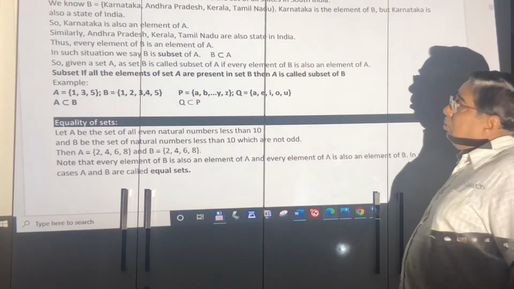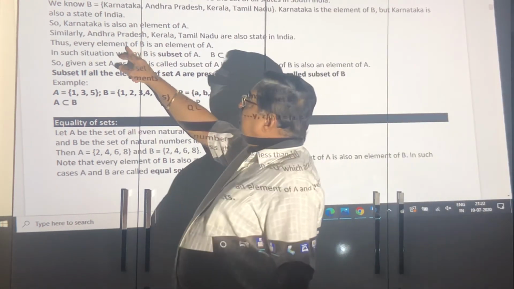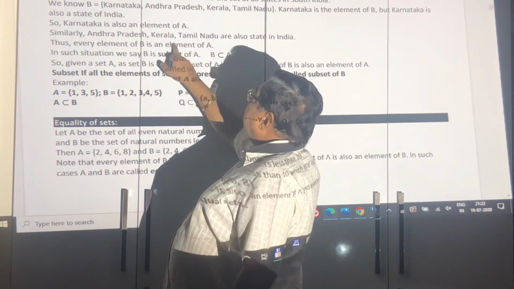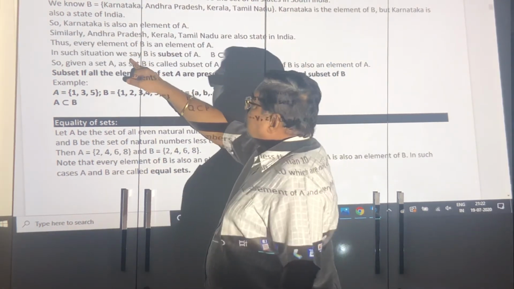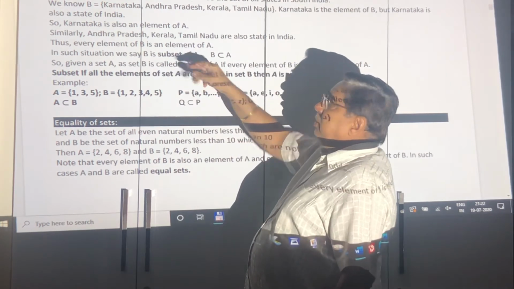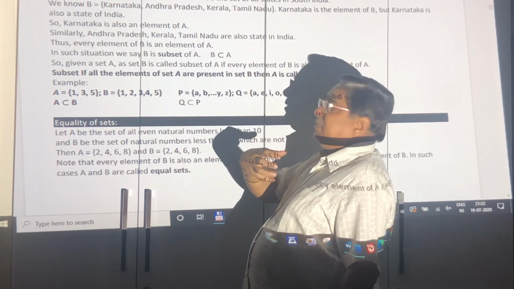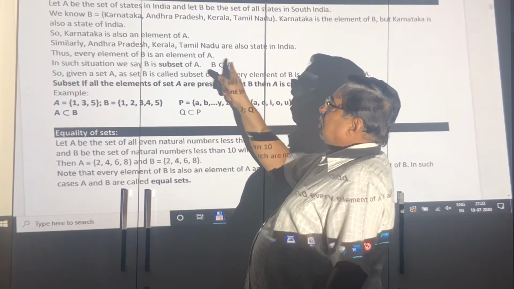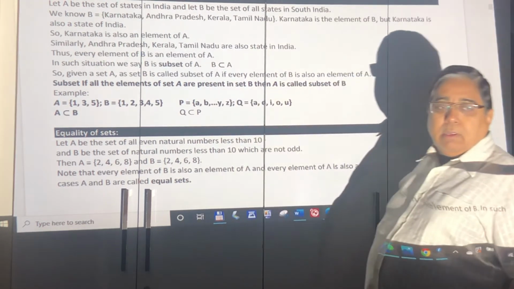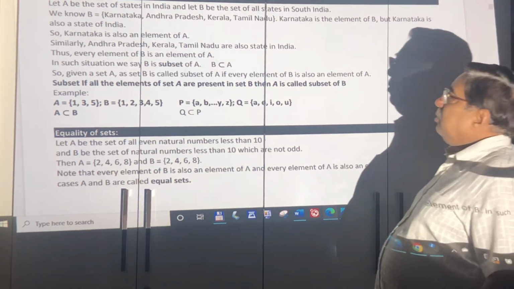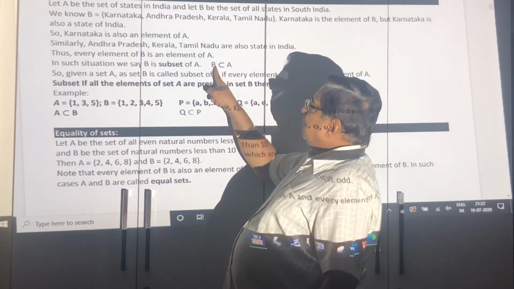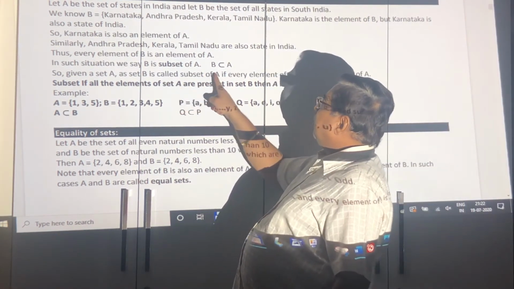Okay? So, every element of B is also an element of A. In such a situation, we say B is a subset. South India is a subset of India's set. And we write it like this, an inverted U. Okay? These are symbols, friends. So, when we read this, B is called the subset of A.